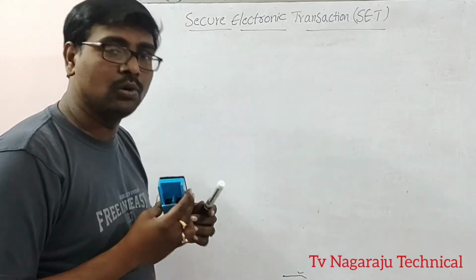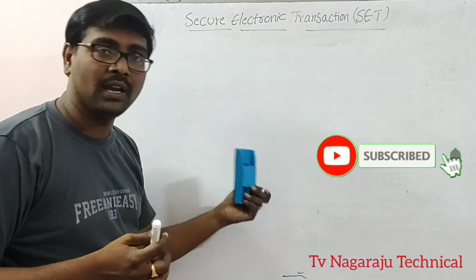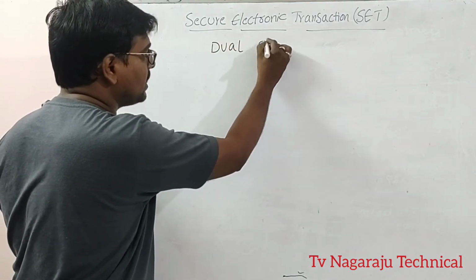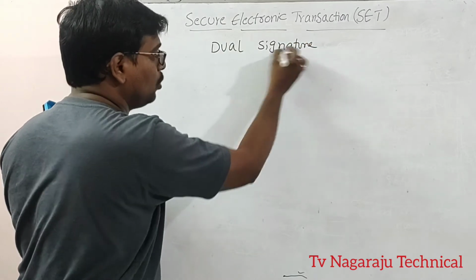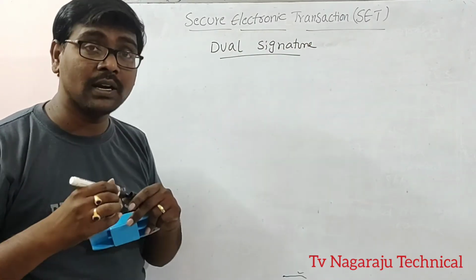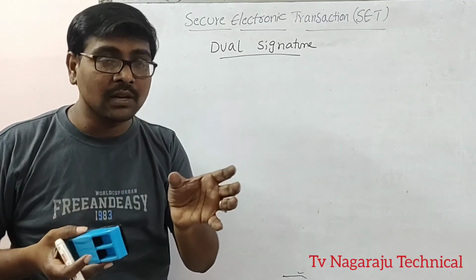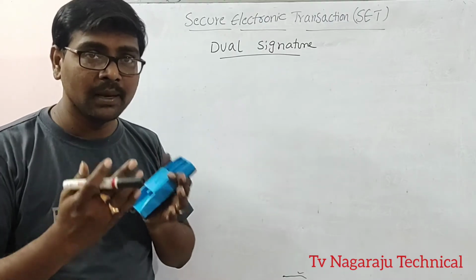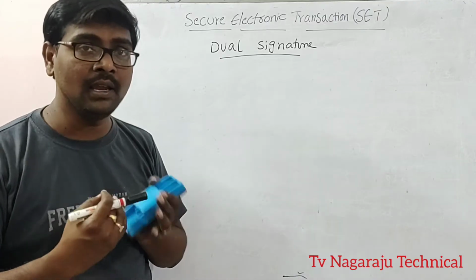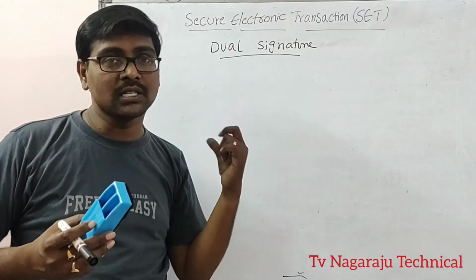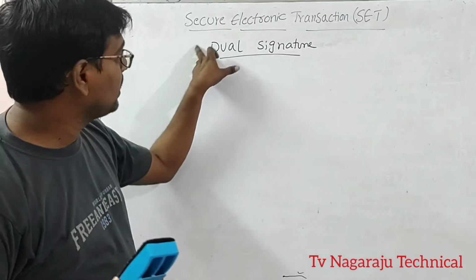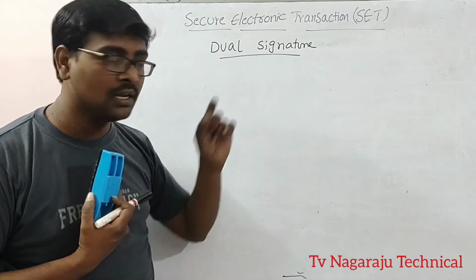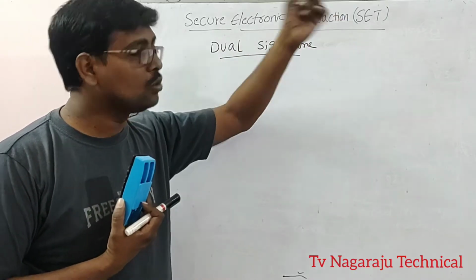Generally, for the secure transfer of information, to achieve the integrity, the customer generates a dual signature. Up to now, you know the concept of signature. What is meant by signature? Signature means encrypt the data by using the sender's private key, and only the receiver who has the sender's public key can decrypt the data. Here, dual signature. How to generate dual signature? Dual signature is required for securing the transaction.